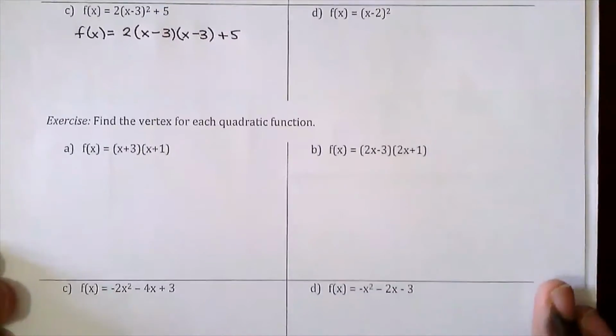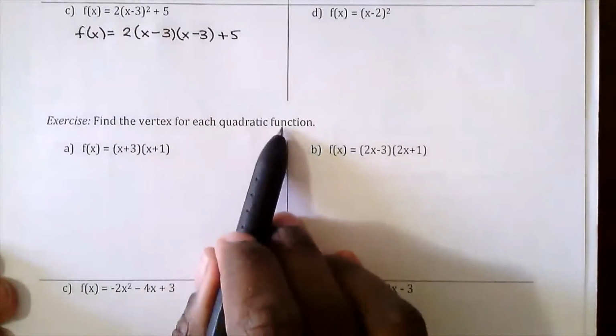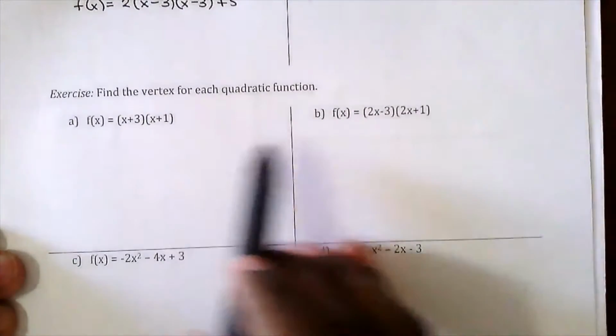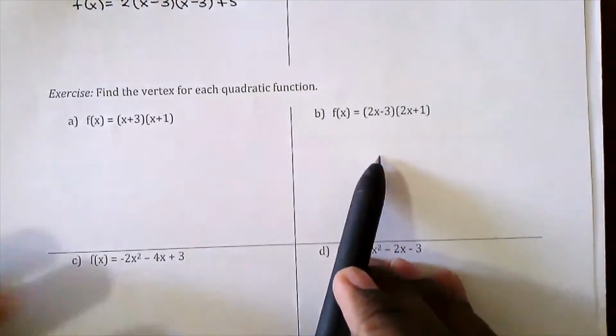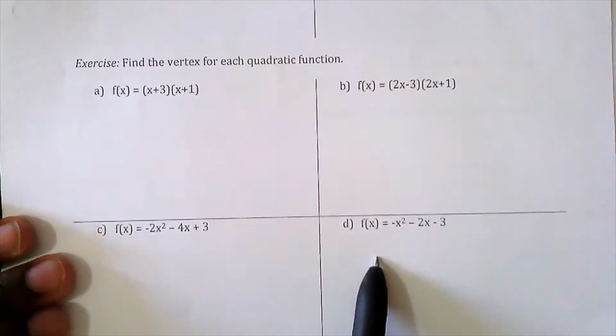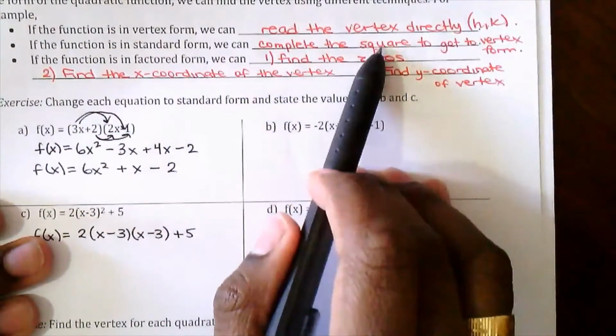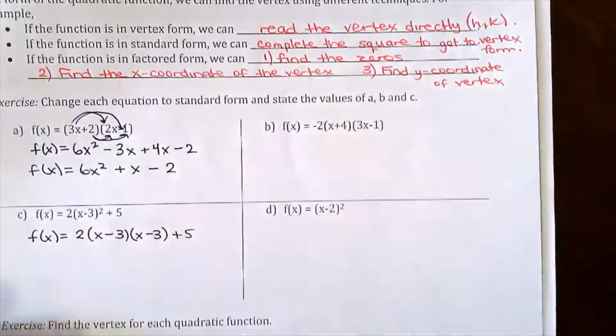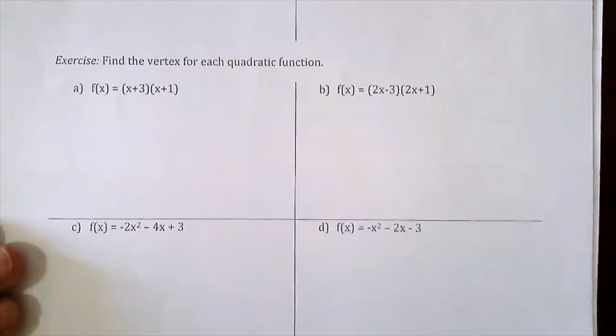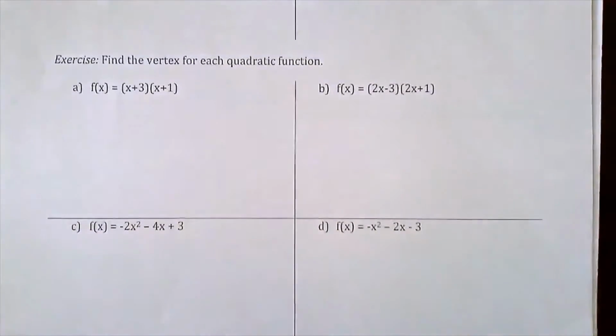Here we have find the vertex for each quadratic function. So take a look. The first 2 are factored form, so we need to use the 3 steps that I mentioned here. The next 2 are standard form. So to go from standard form to vertex form, we have to complete the square. And if it was in vertex form, we would read the vertex directly. So let's review this process that we really didn't talk about much after the break.